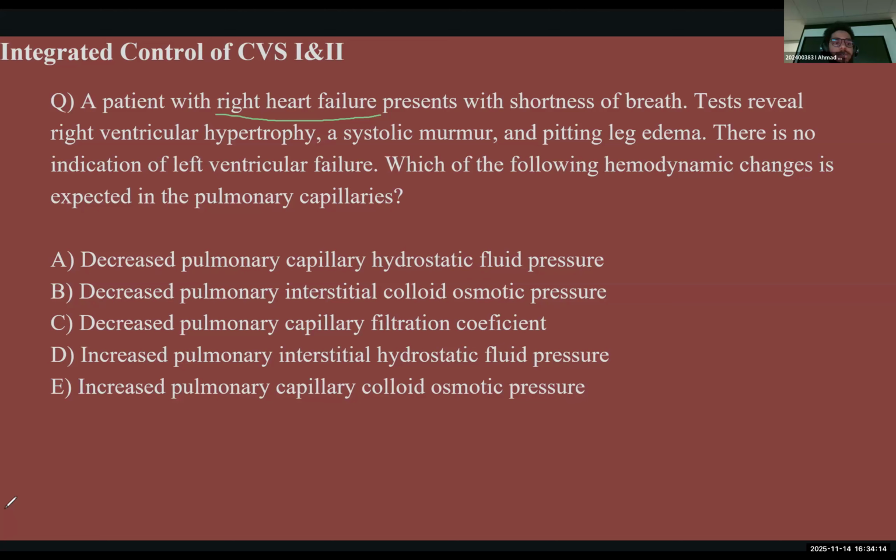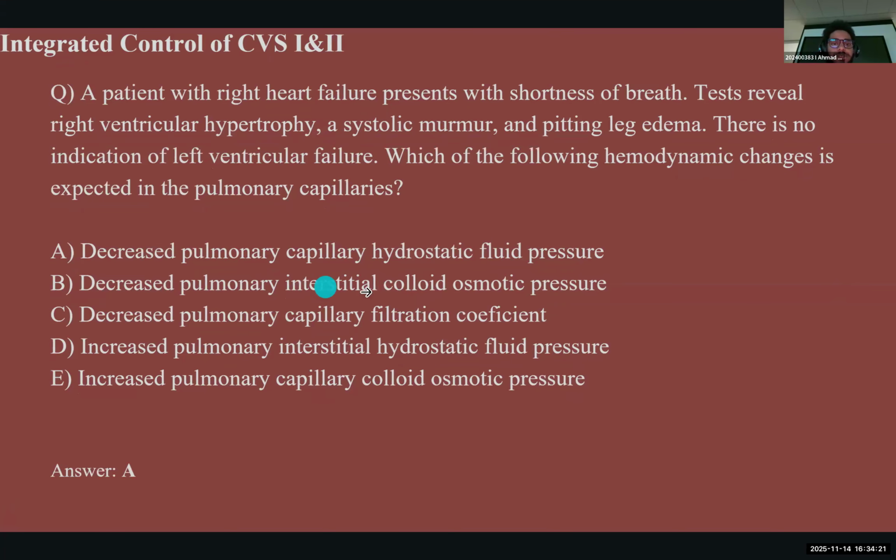Well, the answer is actually A. And this is about the proteins, the interstitial colloid osmotic pressure. Thus, we're focusing on the pulmonary capillary hydrostatic pressure, the fluid itself. And we mentioned that there's right heart failure. So, what does right heart failure mean? The right ventricle is not contracting properly.